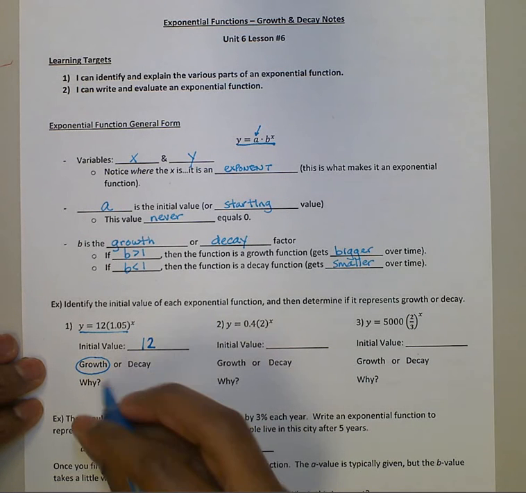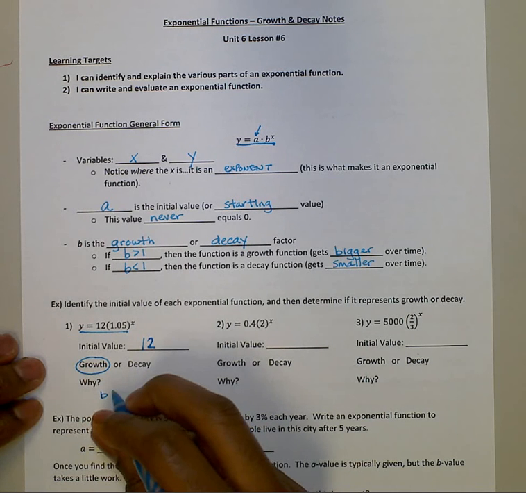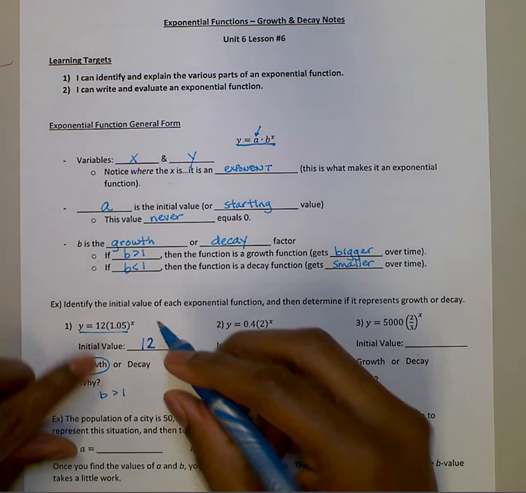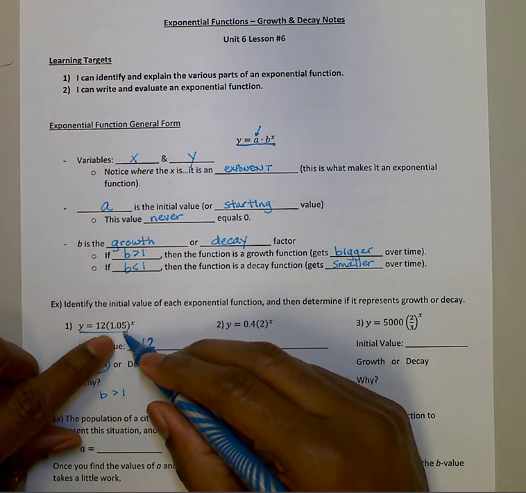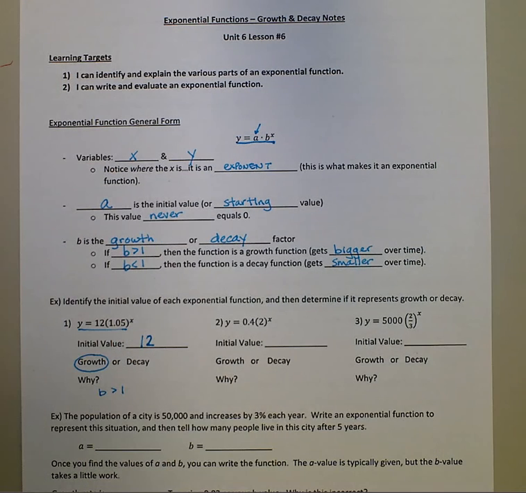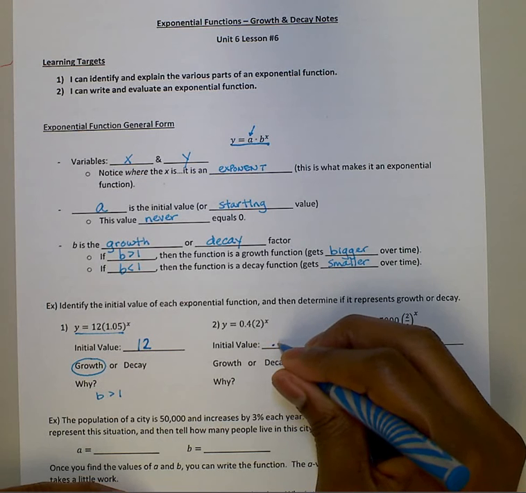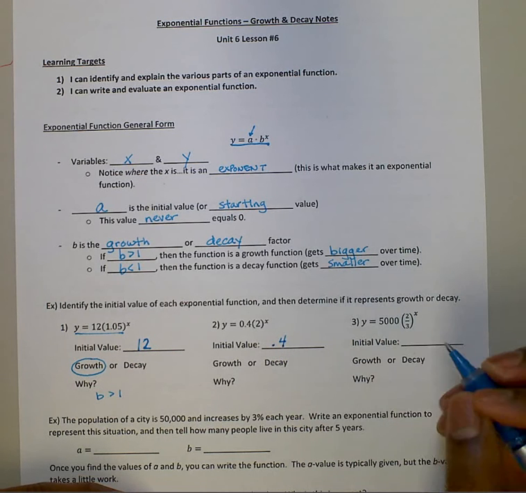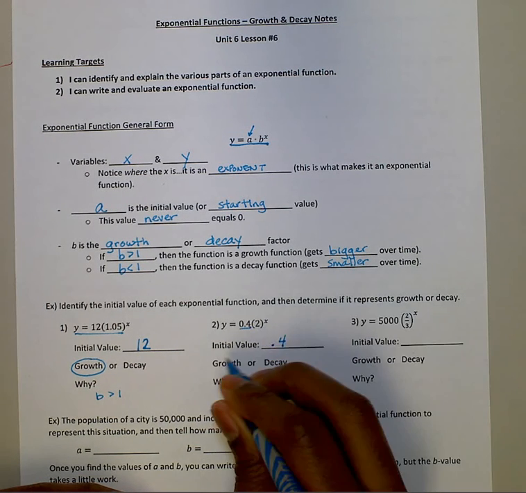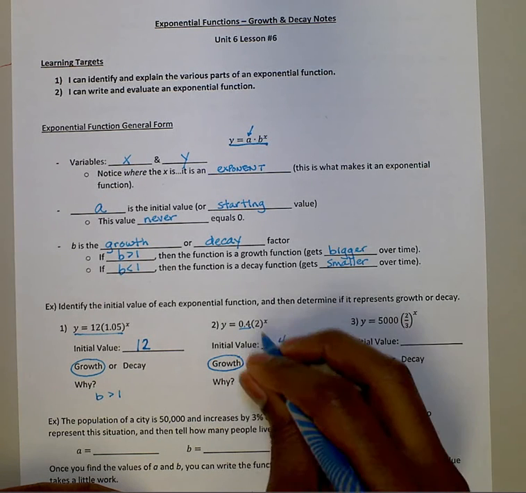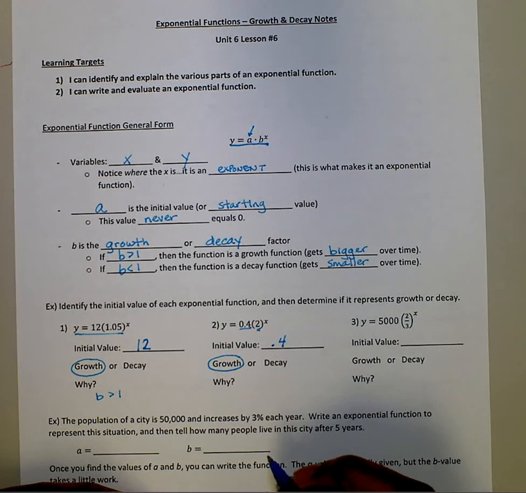Okay? And my reasoning will either be b is greater than 1 or b is less than 1. b won't ever be 1. For an exponential function, if b was 1, that would just mean it's staying the same. 1 to any power is 1. Doesn't change anything. For 2, our initial value is 0.4. Okay? That's where a is. And it is a growth function because, again, b is greater than 1. It's 2.